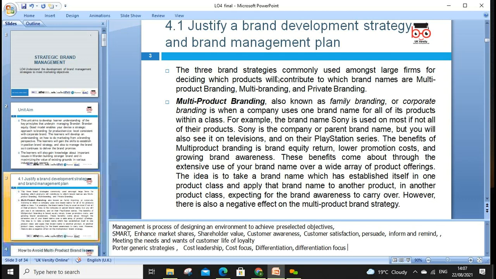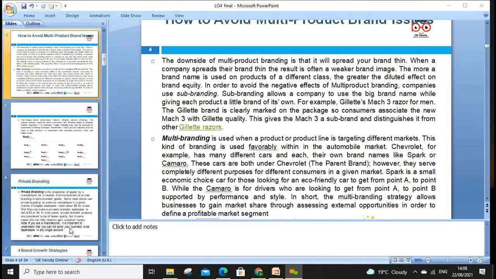Gillette markets three razors for men. The Gillette brand is clearly marked on the package first, so the customer associates the product with Gillette quality. So Gillette markets three sub-brand differentials. Okay, that's the example.